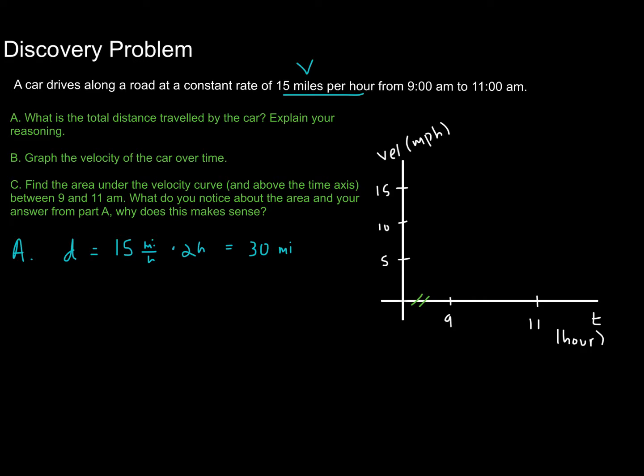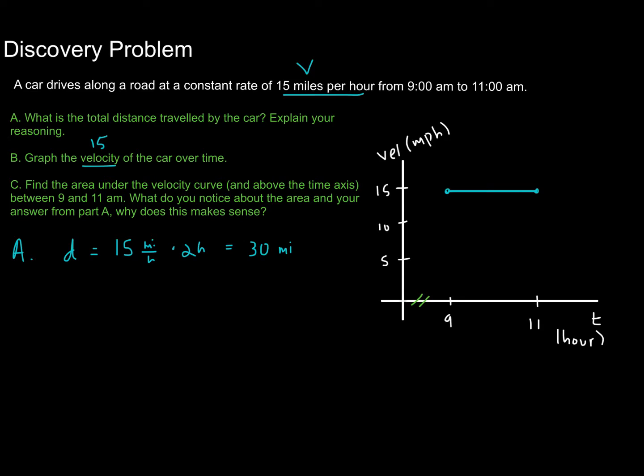Now we want to go ahead and graph the velocity of the car over time. And I've set up the graph for us here to the right, so you can copy that down if you haven't already. So knowing, of course, that the velocity of the car is 15 miles per hour, I know that the graph of the velocity is going to be a perfectly horizontal line because the velocity itself is never changing. It's constant. And so it'll be this horizontal line with a y value of 15 between the times of 9 and 11, as shown here.